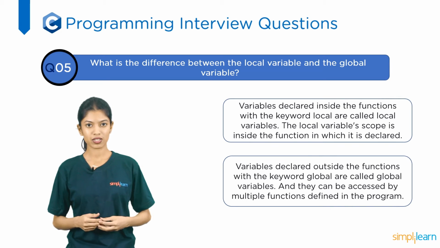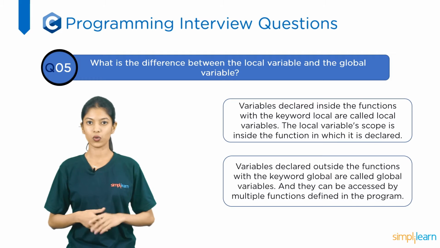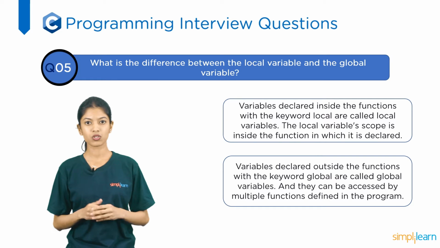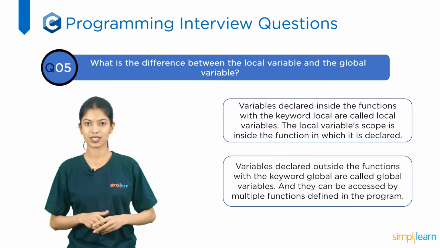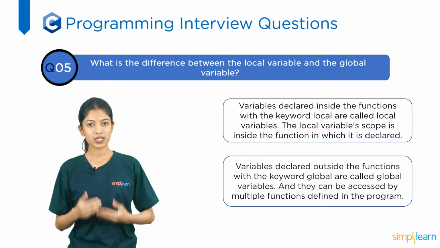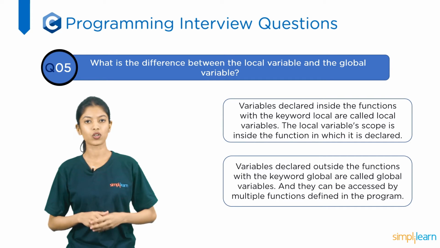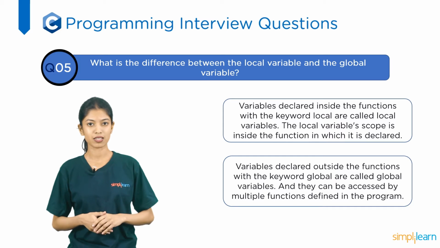What is the difference between local variable and global variable? Variables declared inside the functions are called local variables. The local variable scope is inside the function in which it is declared. Variables declared outside the functions are called global variables, and they can be accessed by multiple functions defined in the program.